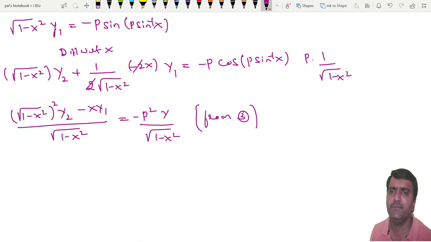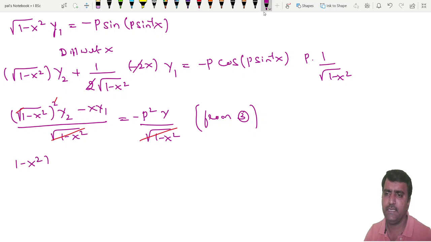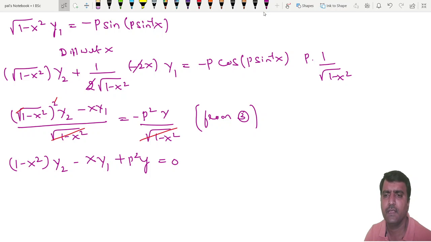So now both the denominators are the same, so you can cancel the denominators. Root of 1 minus x square cancels with root of 1 minus x square, and here also the root and square cancel. Now write the simplified form. It is 1 minus x square into y2 minus x y1 plus p square y is equal to 0. So now you differentiate each term n times with respect to x.